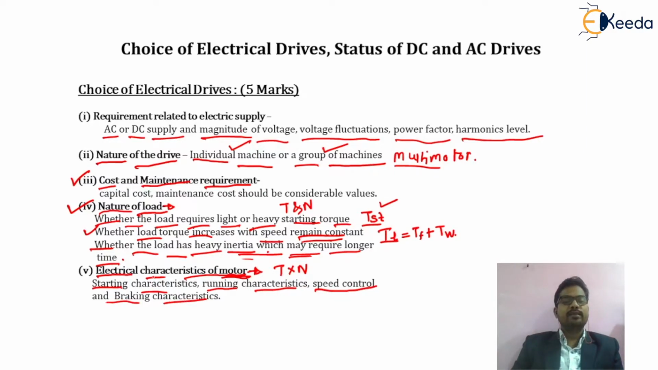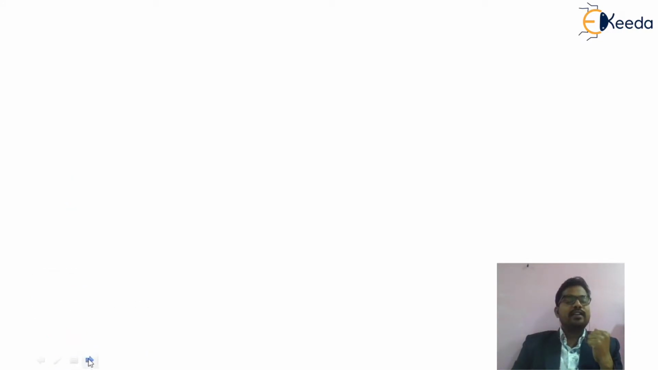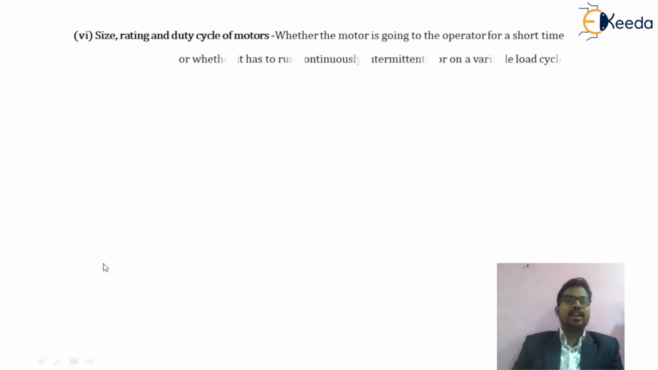Because while we are considering the choice of electrical drive for a particular application, we want to understand its starting characteristics, its running characteristics, its speed control methods, and its different braking characteristics. So this will be a very important parameter while we are considering the choice of electrical drive.